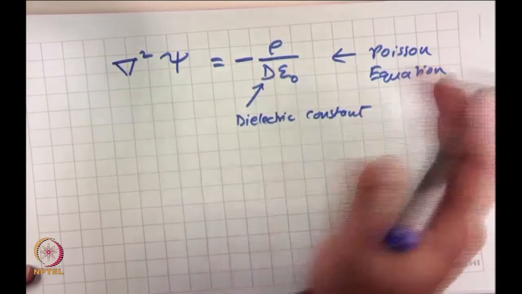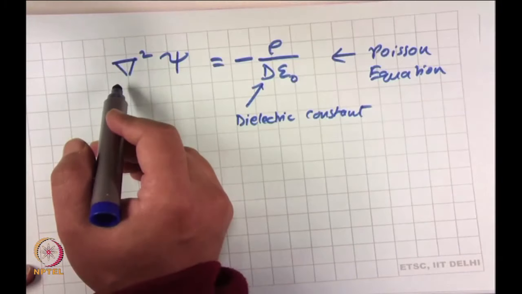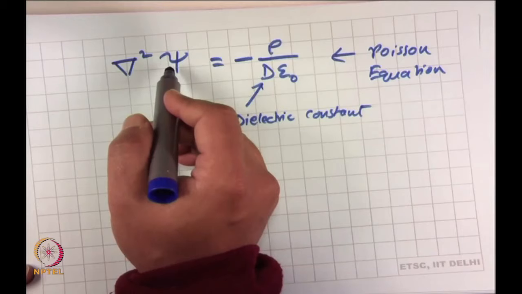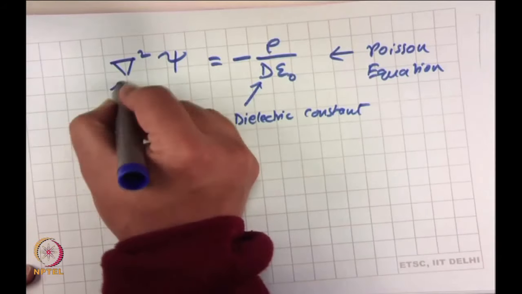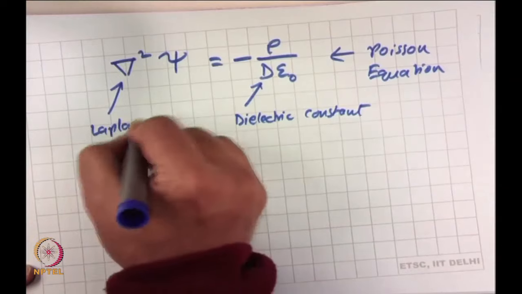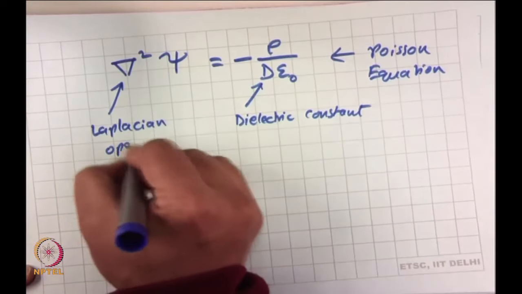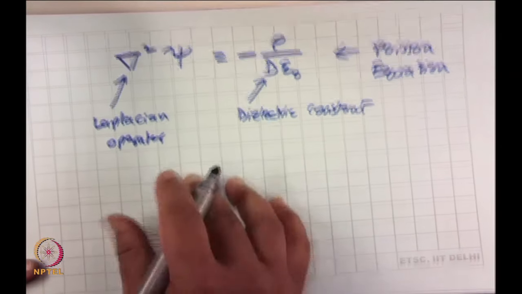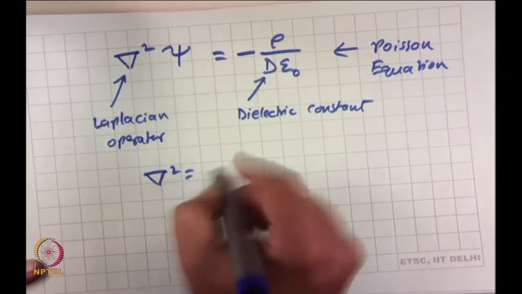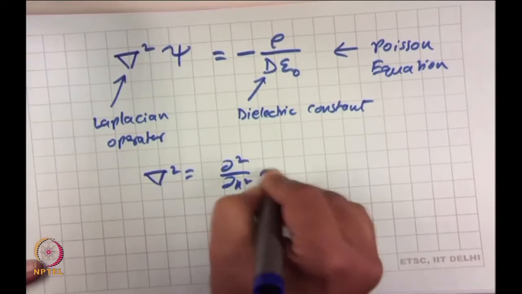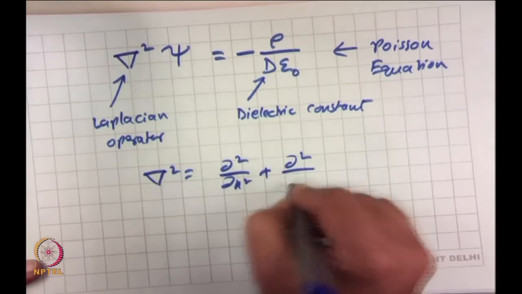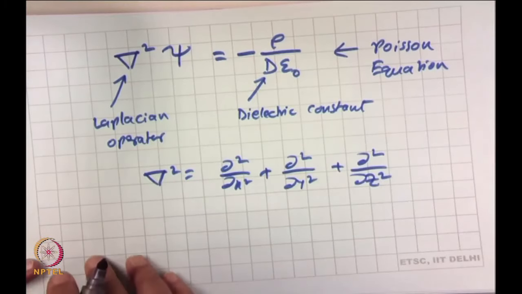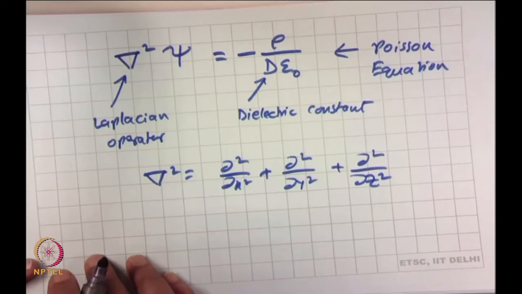So that is your right hand side of the equation. Come to the left hand side, psi you know is the electrostatic potential. What is del square? It is a Laplacian operator. And del square in general terms is given by del 2 over del x squared in Cartesian coordinates, plus del 2 over del y squared, plus del 2 over del z squared. That is what you know as your Laplacian.